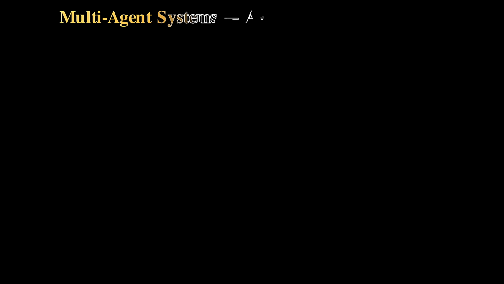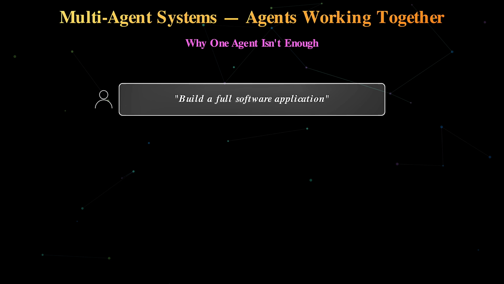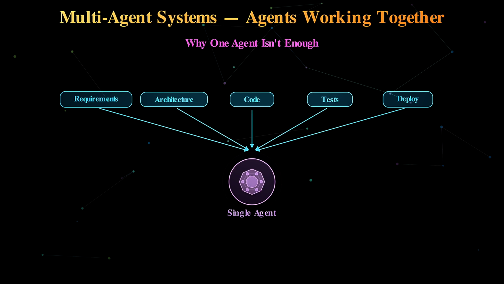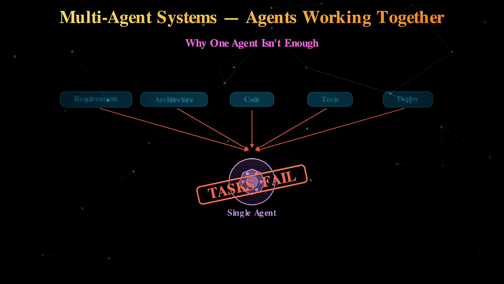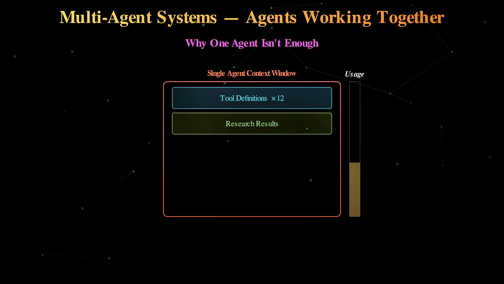So far, we've focused on what a single agent can do, but in practice, some tasks are just too complex or too broad for one agent to handle well. Imagine building a full software application. You need to gather requirements, design the architecture, write the code, run tests, and deploy, each requiring different expertise. A single agent trying to do all of that hits a wall, the context window bottleneck.